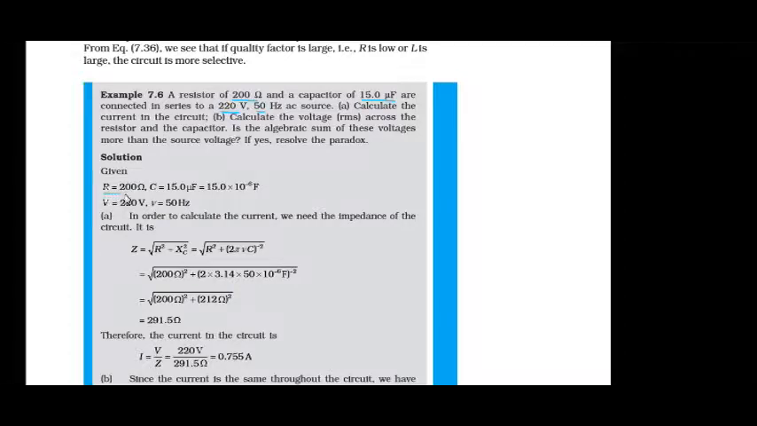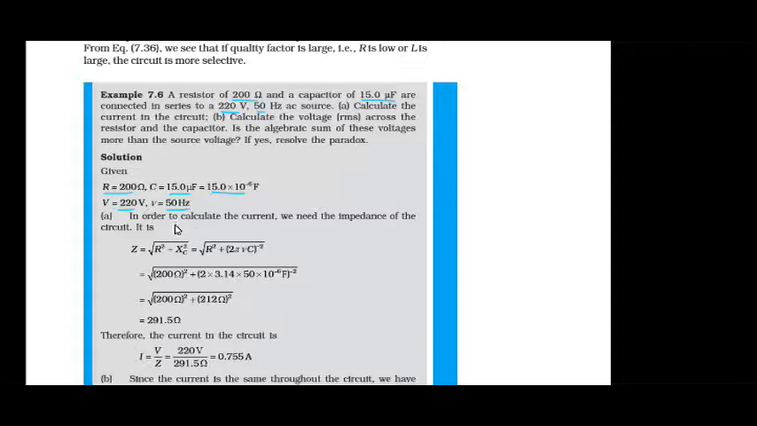So resistance is given, capacitance of the capacitor is given, voltage we have converted into SI unit. So voltage is given, frequency is given.